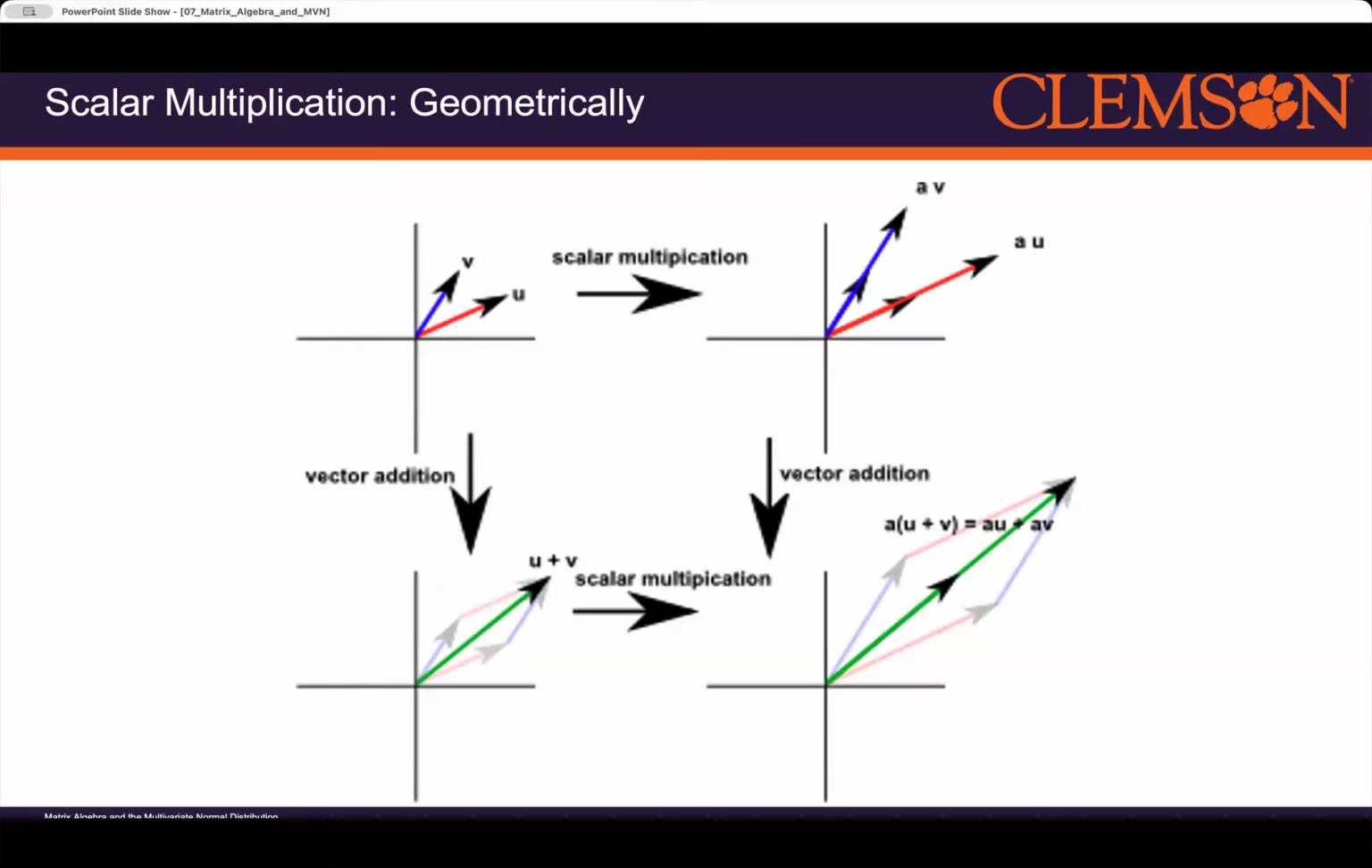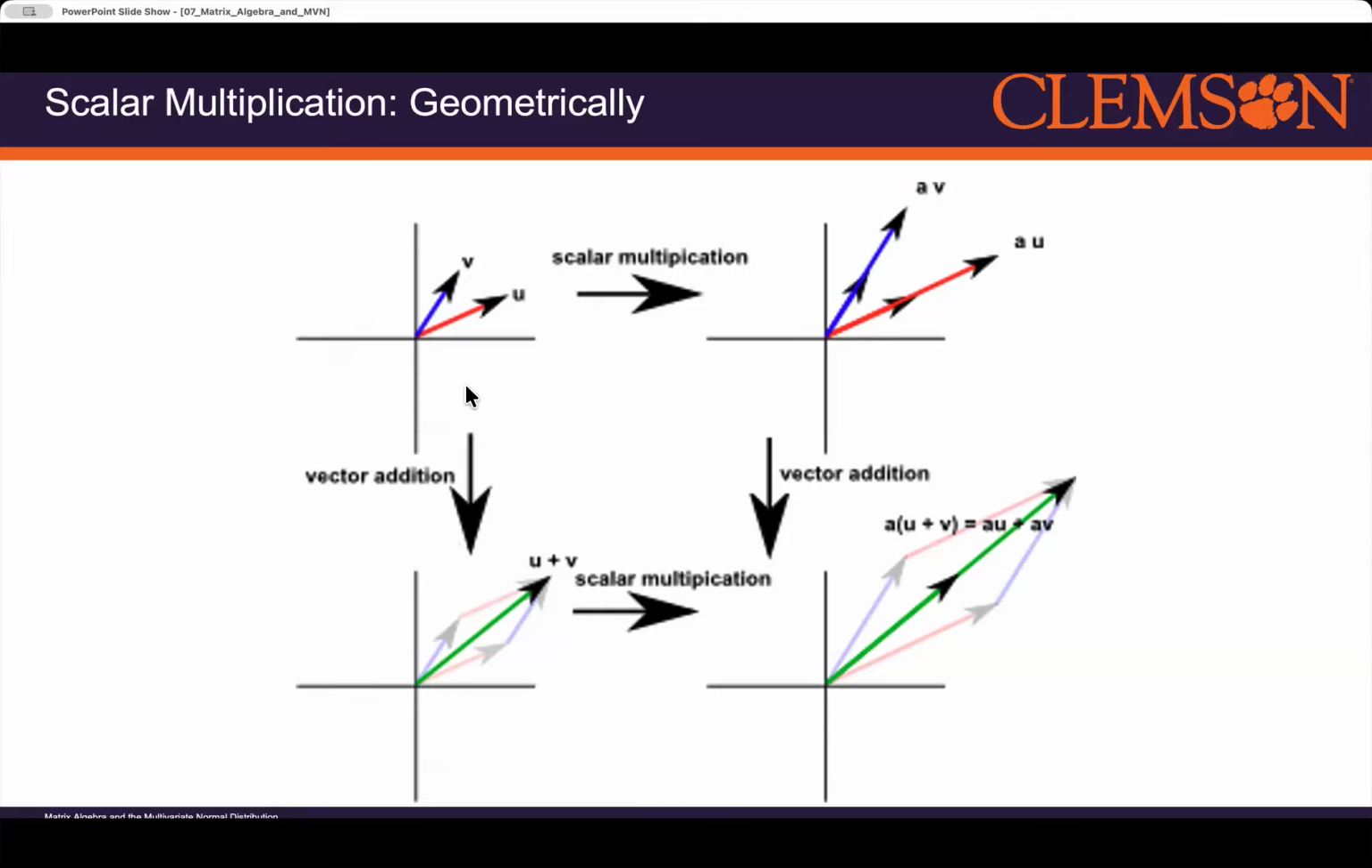This is a representation of it geometrically, right? So if we have a vector v and a vector u, and we both multiply those by a scalar a, excuse the resolution on this slide, you can see that if that scalar a was bigger than 1, it would lengthen or extend the length of both of those vectors.